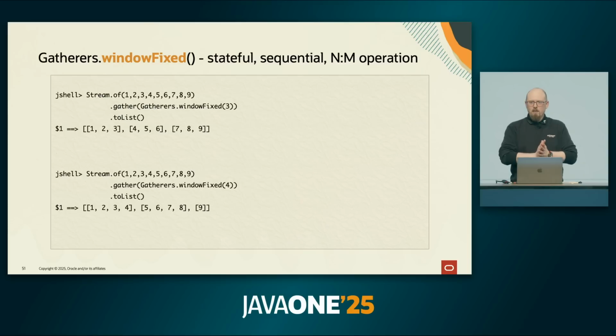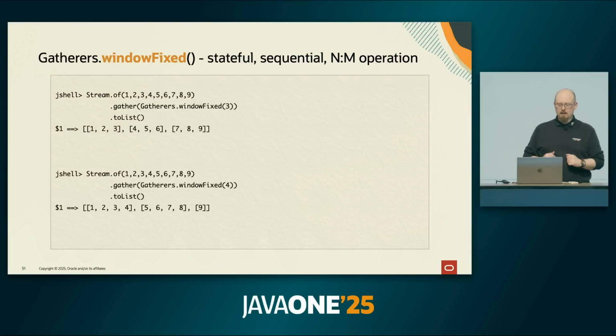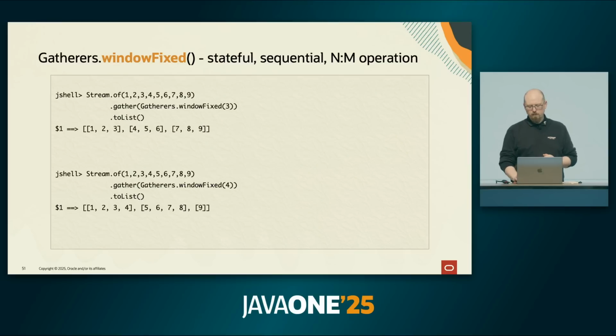Windowing functions. There are many of them. We've decided to ship with two. So windowFixed is fixed window functions, and you supply it with the size of the window that you want to have. And that gives you immutable lists of that size up until the very end. And of course, if you don't have enough elements to fill the entire window at the end, we're going to cut that short, but we don't discard any elements. So it's up to you to decide if you want to keep the last or not.